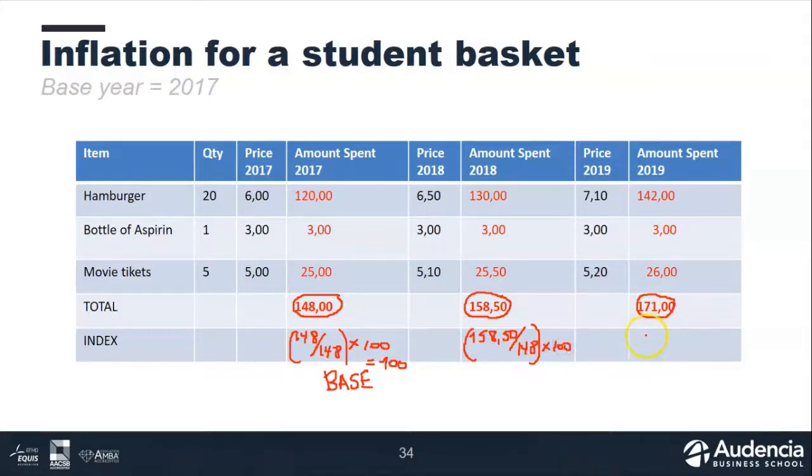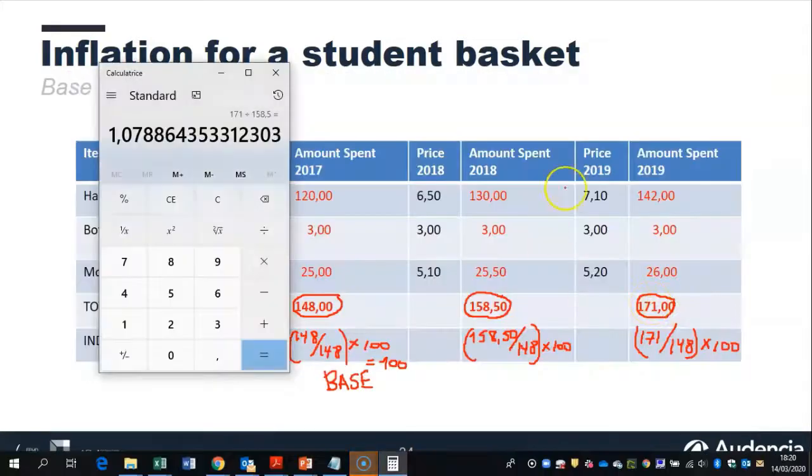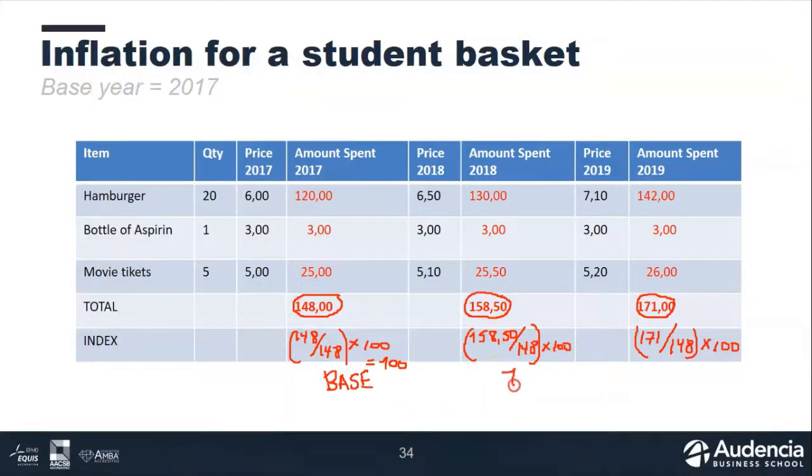And here again, we've got 171. We divide by 148. And we multiply by 100. So let's bring in our trusty calculator again and see what this gives us. We have 158.50 divided by 148. And that equals, yes, 107, because we multiplied by 100.